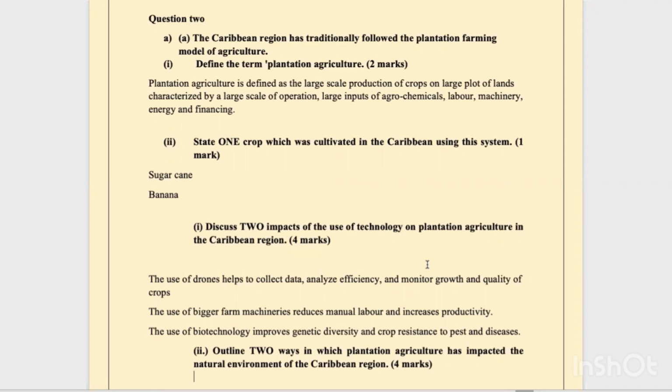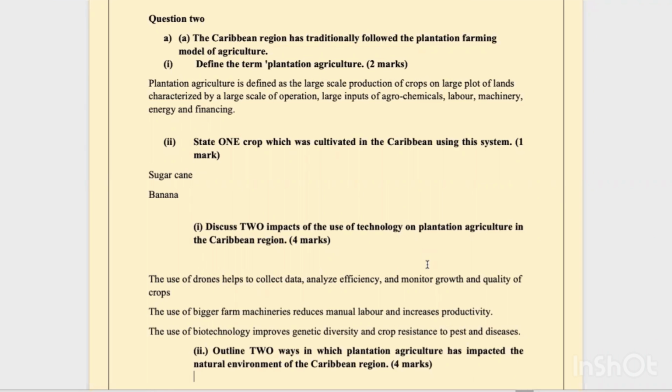Define the term plantation agriculture. So plantation agriculture was the first thing we spoke about in class in semester 1 when we looked at the various types of agriculture systems in the Caribbean. And it is defined as the large-scale production of crops on large plots of lands characterized by large scale of operation, large inputs of agrochemicals, labor, machinery, energy, and finances.